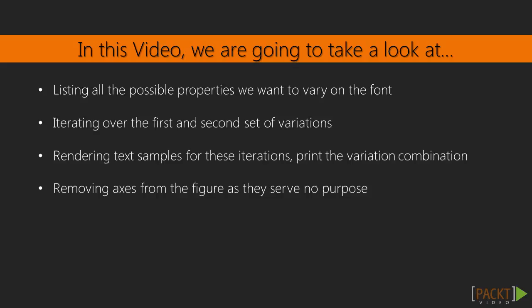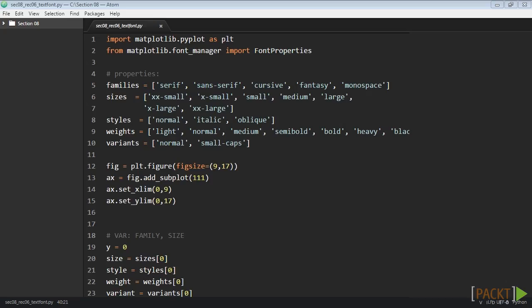We'll first list properties we want to vary on the font, and then iterate over the first and second set of variations. We'll then render text samples for these iterations and print the variation combination. You already learned how to annotate the plot by adding legends, but sometimes we want more with text. This video will explain and demonstrate more features of text manipulation in Matplotlib, giving a powerful toolkit for even advanced typesetting needs.